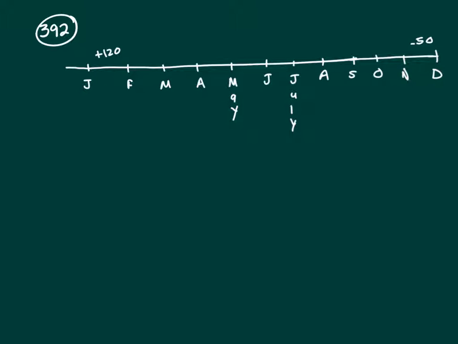We are trying to find the range of the monthly closing balances of Carl's account. We know he starts the year off making deposits of $120, and we know he ends the year taking out withdrawals of $50. And so basically what we need to do is figure out when he goes from making deposits to making withdrawals.